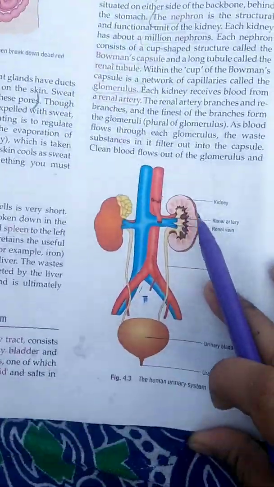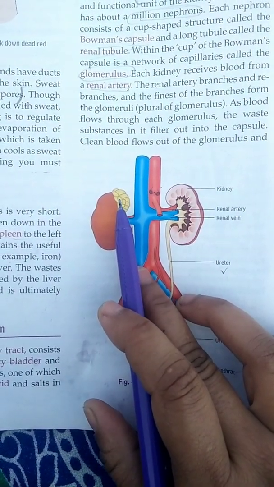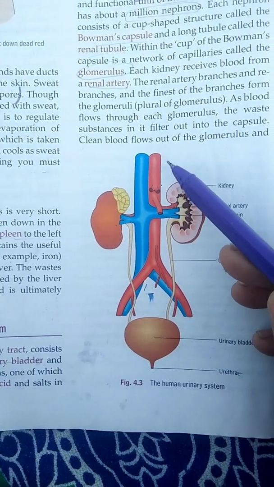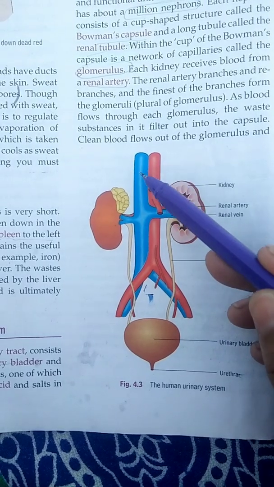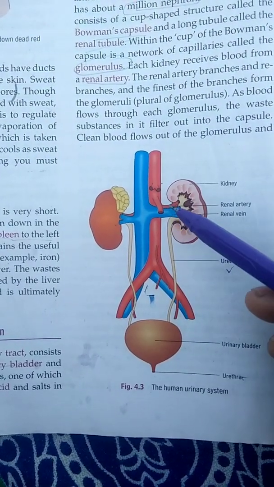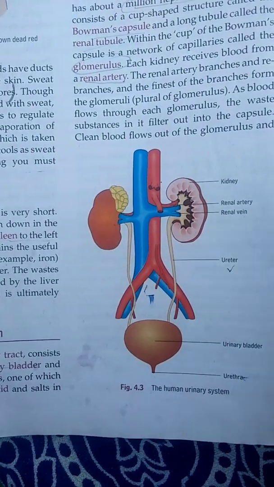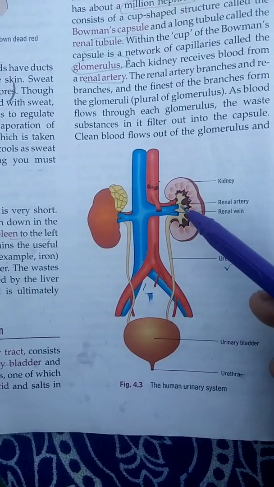So here you can see we have two kidneys. This yellow one is known as the adrenal gland, which you will study in the next class. This red one is the renal artery, which brings blood towards the kidneys, and this blue one is the renal vein, which collects the blood from the kidney. These are the kidneys, which have millions of nephrons. And I already told you the waste is collected through this collecting tube.